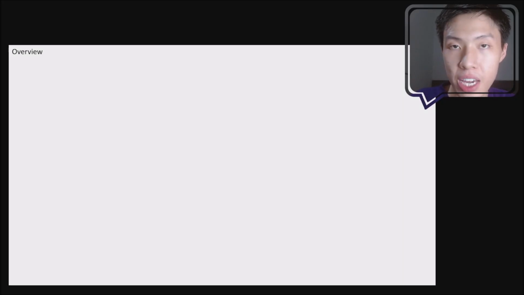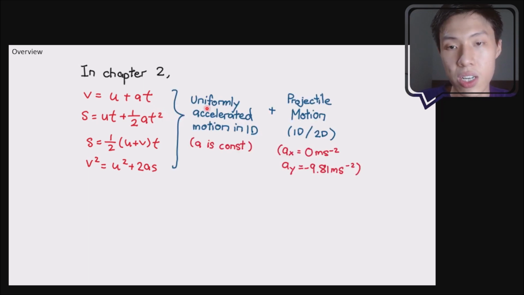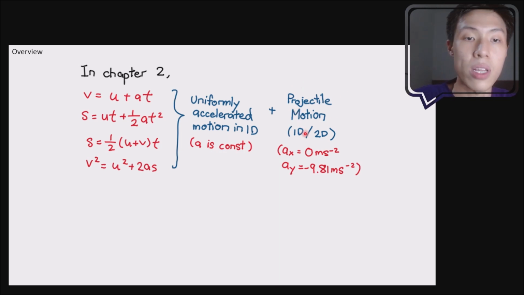Let's do a bit of recap on a little bit of stuff that we have learned in chapter 2. In chapter 2, we are exposed to the 4 kinematic equations, or as I usually like to call it, the SUVAT equations. Using these 4 equations, we are able to solve problems involving situations where the acceleration is constant. We call this kind of situation uniformly accelerated motion if it's in 1D, or if it's in the air and only influenced by gravity, then we call the motion projectile motion, and it can be in 1D or 2D.